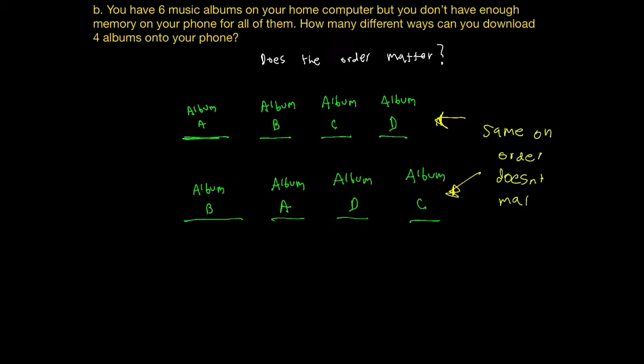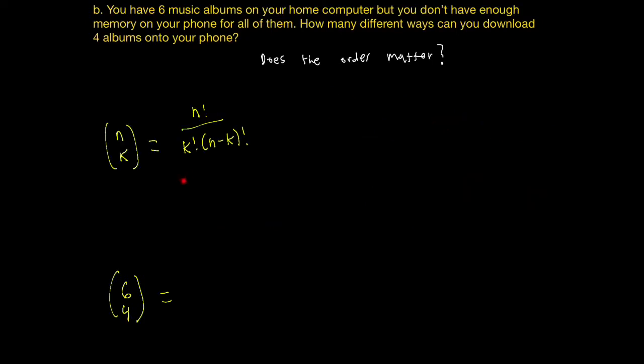So let's calculate this combination. We have 6, and we want to choose 4 albums out of the 6. And here we have the combination formula. So 6 is going to be my n, and 4 is going to be my k. Plugging it in, I get 6 factorial all over 4 factorial times 6 minus 4 factorial. We're going to go ahead and simplify this. 6 factorial over 4 factorial, and 6 minus 4 is 2 factorial.